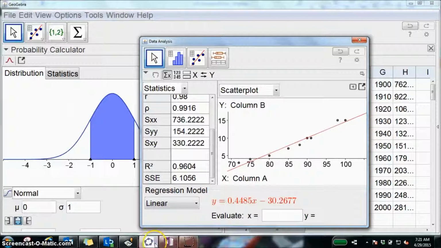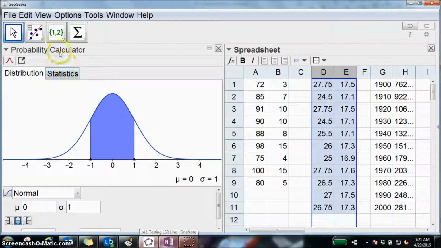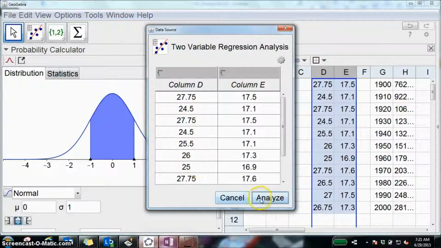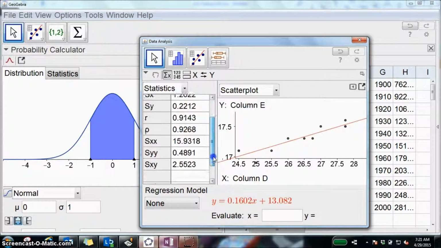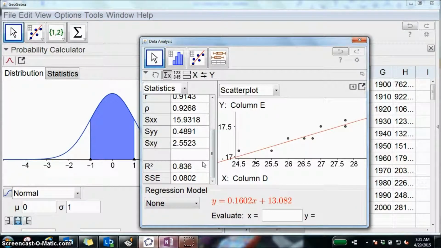So again, we do what we've done before, except now we're using different data. Two variable analysis, analyze. We got our equation. Again, it's y hat, sorry, not y, because it's our predicted. We have our r value of 0.9143. We have our r squared value, if we scroll down, of 0.836.